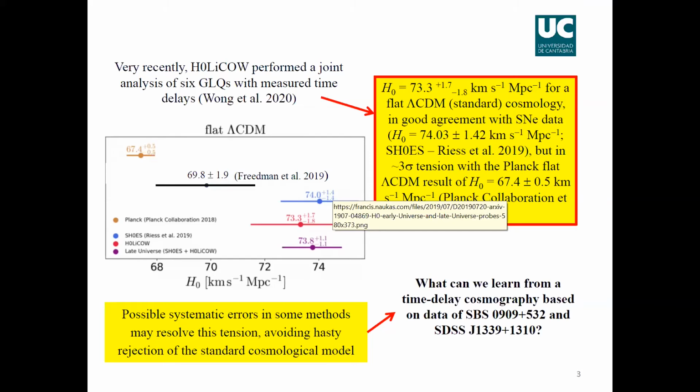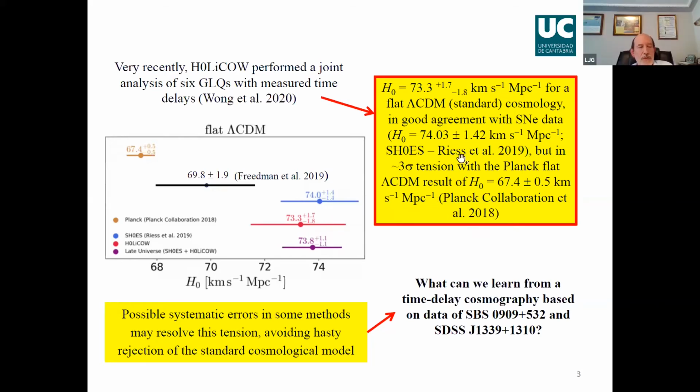Okay. Have you addressed the problem of the external convergence? Have you tried to estimate what that effect is in your 2 systems? Yes, we want to check this. We want to do cosmography with several systems, not only 2. In principle, 7 or 8 systems, but in this preliminary analysis, we only have results for 2 of them. Okay.